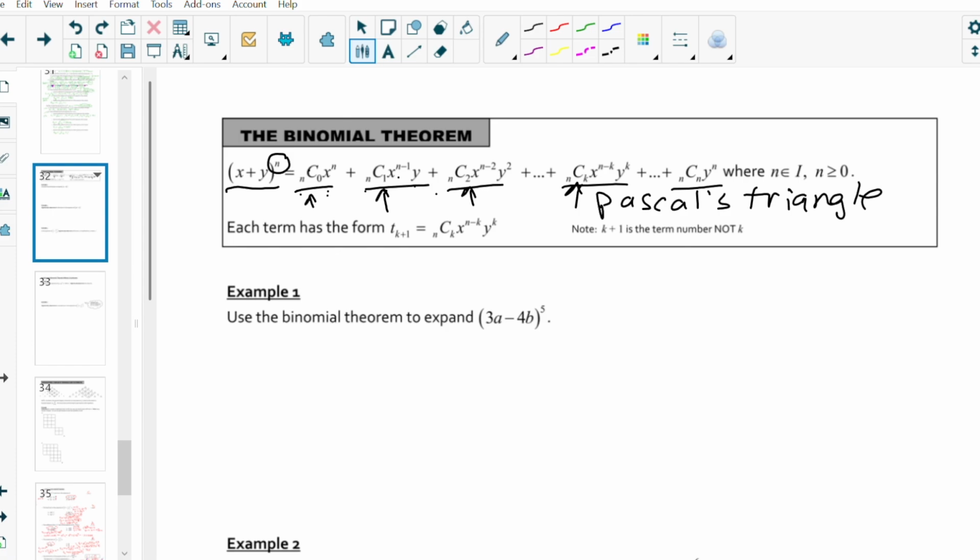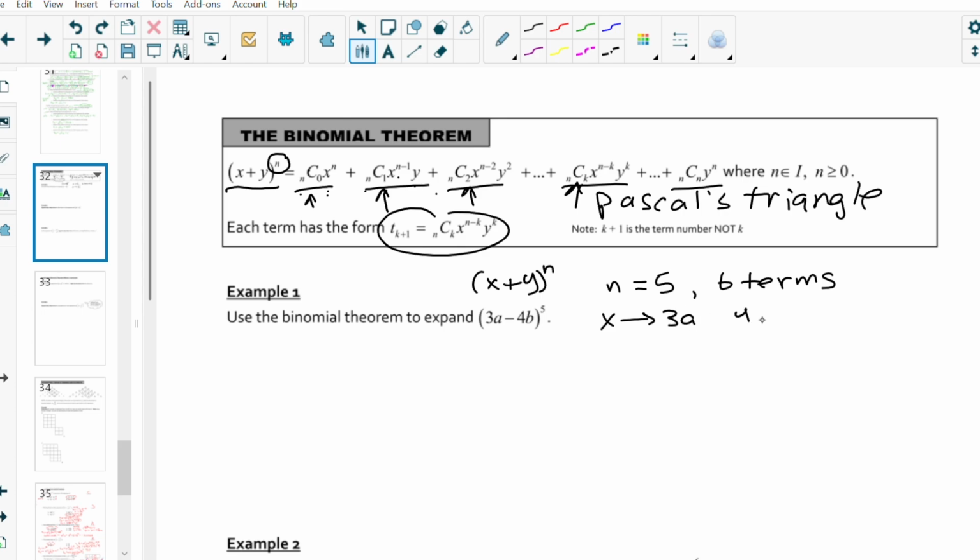Okay, this part I'll leave till example 2. We'll get to that one, but let's do one of the basic binomial theorem applications where we expand a binomial. So this time we don't have just something neatly as x and y, right? So if we think of it this way, let's start stating all the key values. n equals 5, so that means we have six terms. Now x is equal to 3a, and y is equal to negative 4b. Now when we expand these, we're going to have to plug these values in.